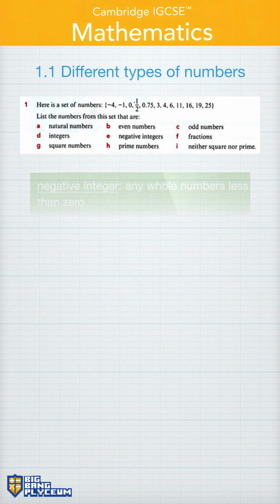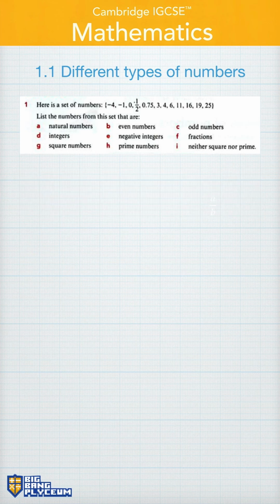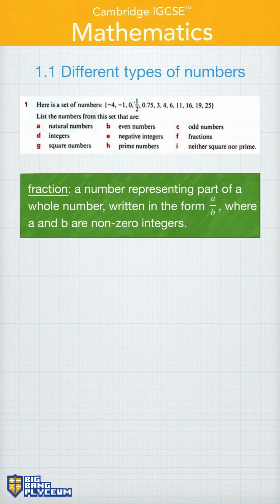Alright, let's move on. Next one is negative number. Any whole numbers less than 0 are negative integers, for example, -4 and -1 here. And now, fraction. What is a fraction? A number representing part of a whole number, written in the form a over b, where a and b are non-zero integers. In this case, 1/2 is a fraction.